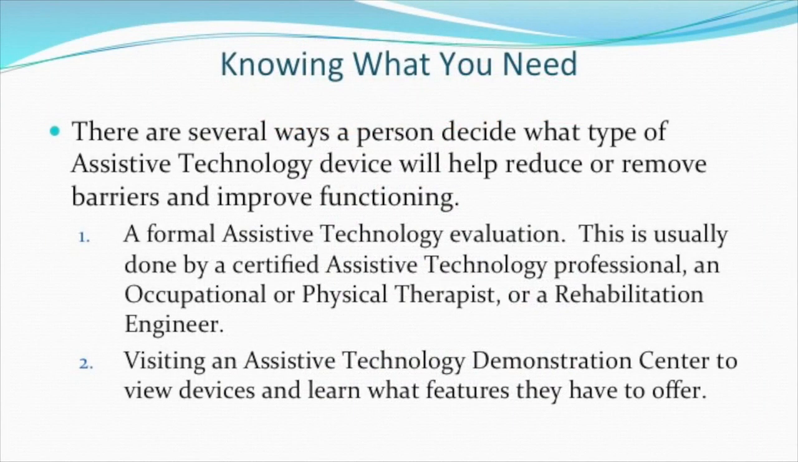So what can people do to help them decide what type of device is best for them? There are several ways a person can decide what type of assistive technology device will help them reduce or remove barriers and improve their functioning. First, a formal assistive technology evaluation. This is usually done by a certified assistive technology professional, an occupational or physical therapist, or a rehabilitation engineer. The second thing a person could do would be to visit an assistive technology demonstration center so they could see and learn what features and devices they have to offer.